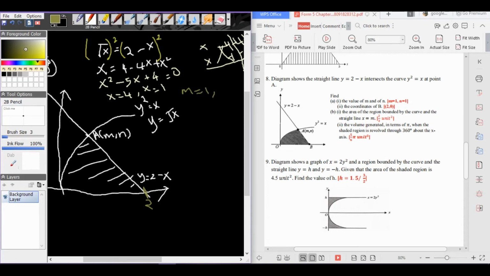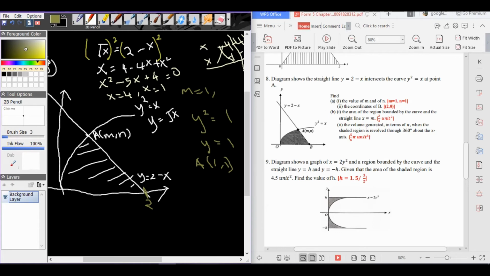To find the value of n, you just substitute into any equation here. So y squared equals x. x is 1. So y equals 1. Therefore, the coordinate of A is (1, 1). m equals 1, n equals 1.